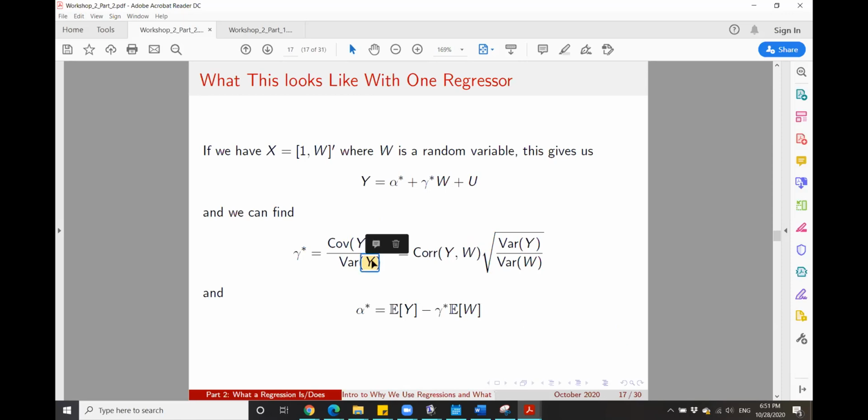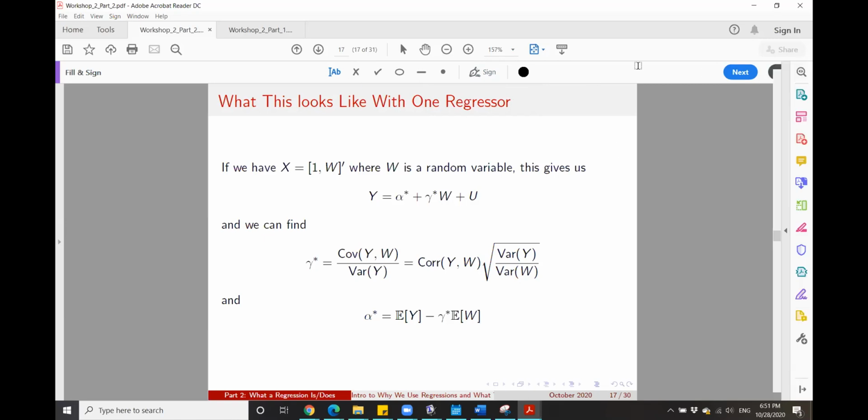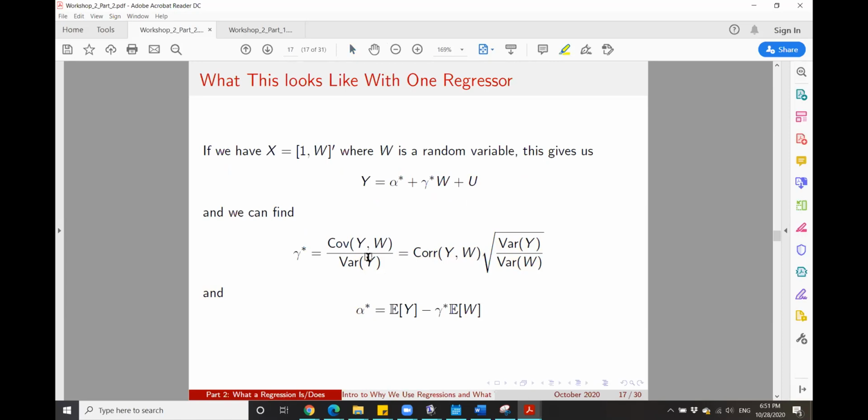I'm not entirely sure how to. Okay. This should be. Never mind. I'm going to do it on that in a moment. Anyway, again, this is supposed to be a W, not a Y there.